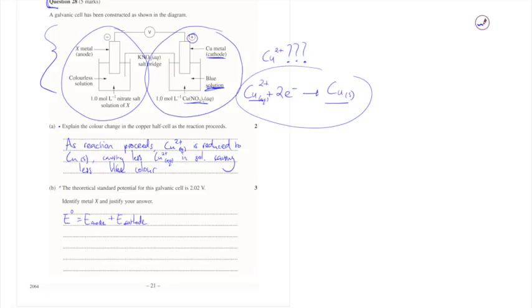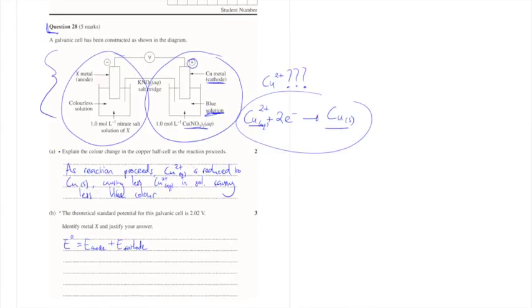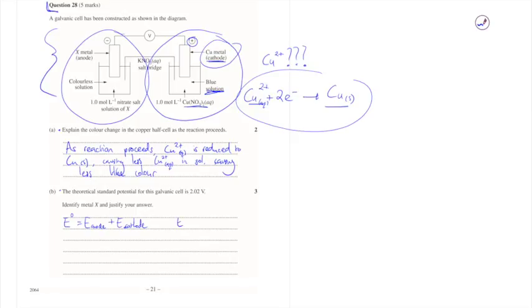Now we actually know one of these values, and the one that we do know is copper. And the reason why we know copper isn't because of anything on this page, but because we can actually look up these values in our data sheet. So you'd flick to your data sheet and you would find that E cathode is equal to 0.34 volts, and it's given that the total is 2.02. So that means 2.02 equals E anode plus 0.34. Therefore, E anode equals 1.68 volts.